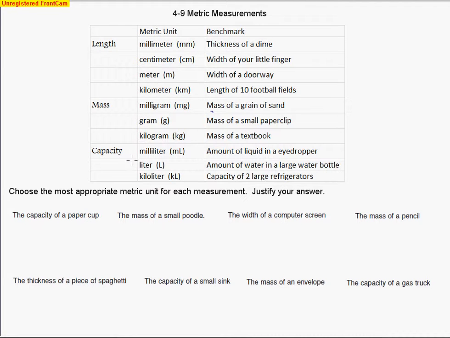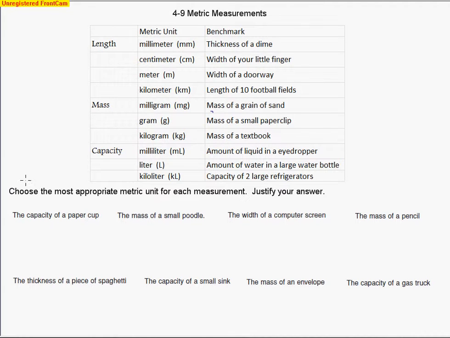In capacity, we're talking about volume, or what something can be filled with. A milliliter is a common one we see, and that's the amount of liquid in an eyedropper, not very big. And then a liter makes about a large bottle of water. And a kiloliter is the capacity of 2 large refrigerators. So these are the ones we're going to look at. Again, the main base units are either a meter, a gram, or a liter, and then we use these different prefixes to give us a better understanding about those units.